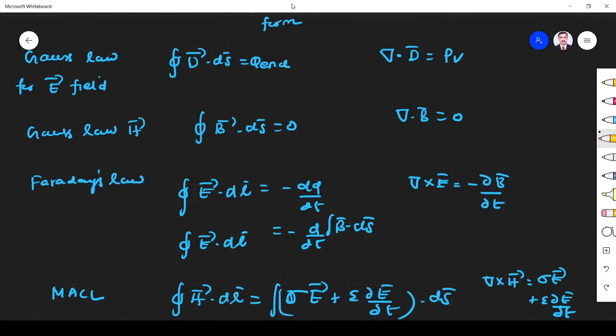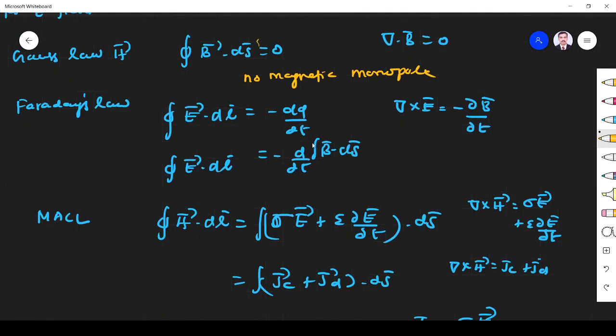From here we will understand electric field is created by charge. Q is creating electric field. D is nothing but εE. So charge creates electric field. This indicates no magnetic monopole. The explanation I have given in my video, please see. No magnetic monopole. Fine.